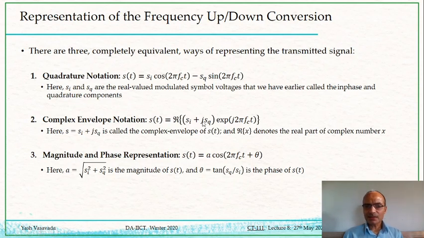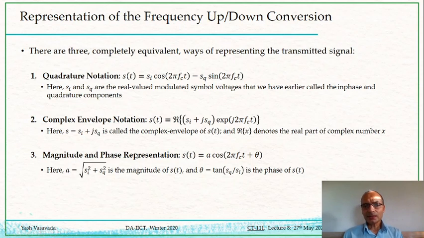And this SI plus j SQ is again the transmitted symbol before it is getting upconverted to this carrier frequency of f of c. And recall that we have said that the transmitted symbol can be thought of either as a two-dimensional vector whose x and y components are SI and SQ, or it can be thought of as a complex number itself, SI plus j SQ. So that complex number is right here.